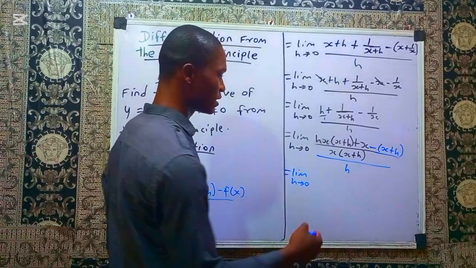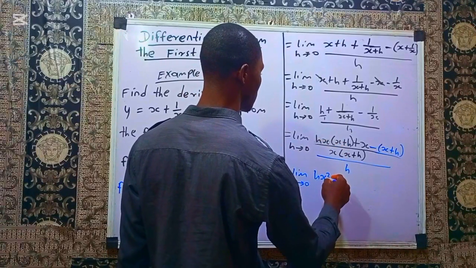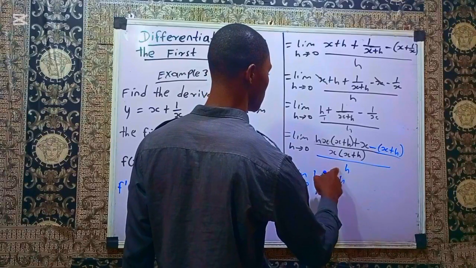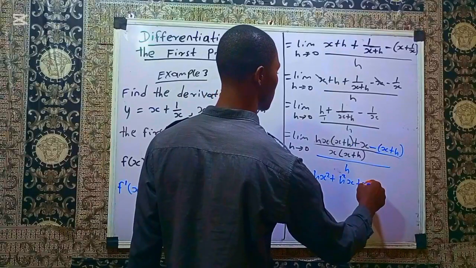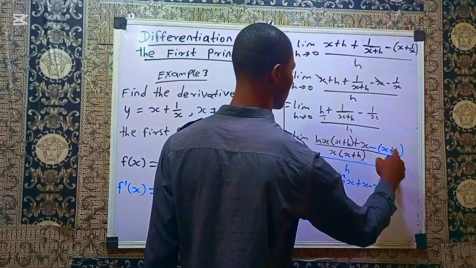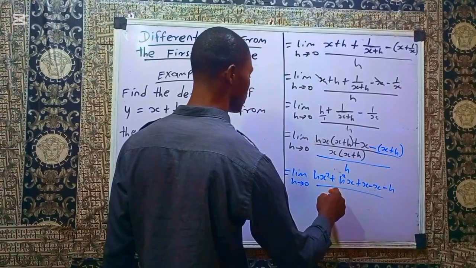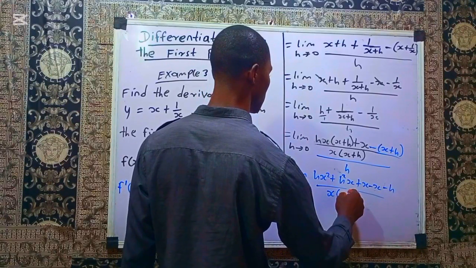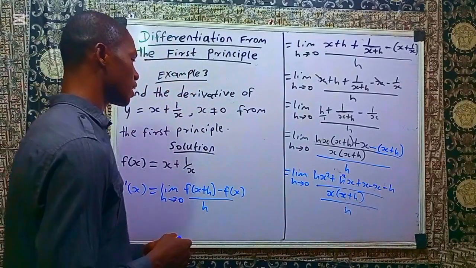Now I can open this bracket. So hx times x, I have hx squared. Then plus hx times h, I have h squared x. Then I have plus x here. Then if I open this bracket with minus, minus times positive x is minus x, and minus times positive h is minus h. All divided by x open bracket x plus h, all divided by h. We are following the formula.